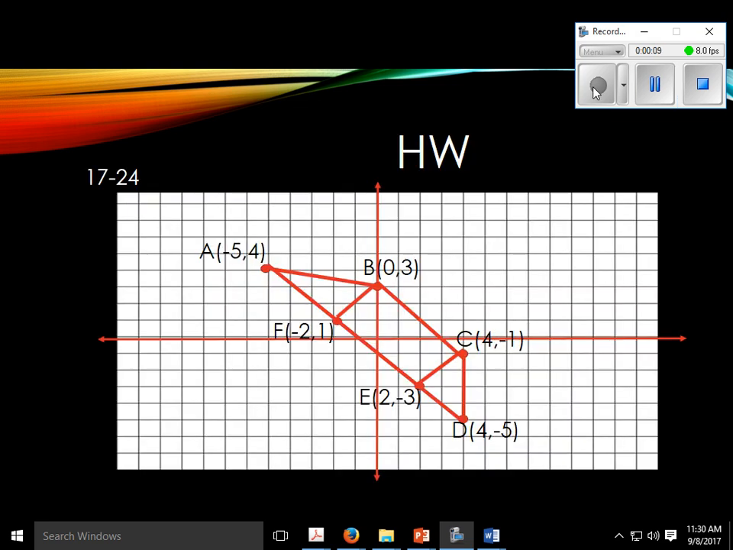On the homework, watch closely. I'm going to do some stuff real quick on this. I know 17 through 24 ask you to find the perimeter of this shape or that shape. First thing I'm going to do with this picture is go through and find the lengths of all the different segments in this picture. And I'm going to do this extremely quickly.